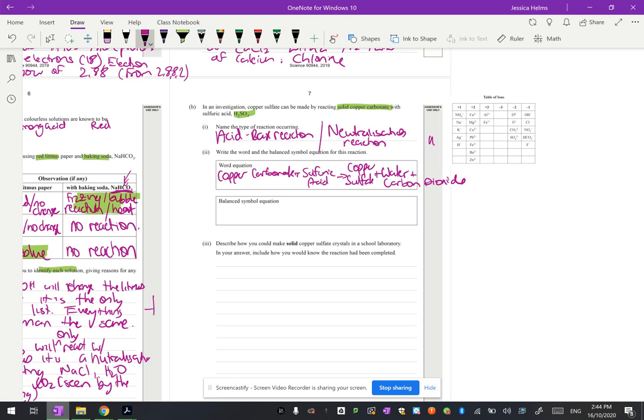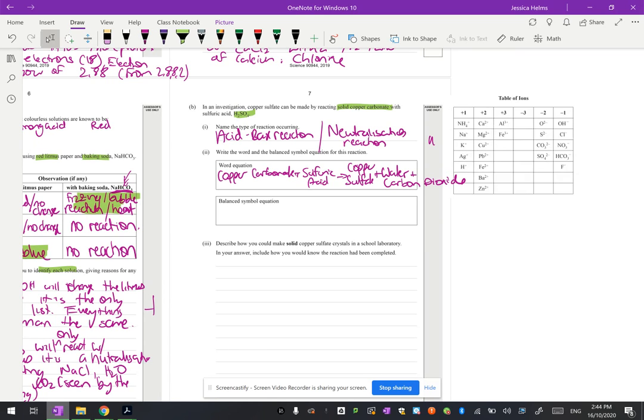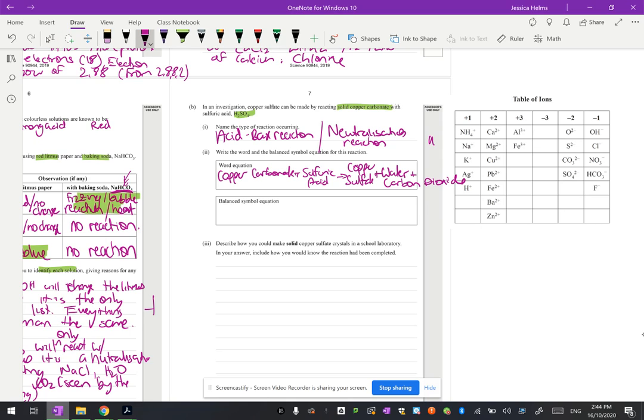Okay, so what does this look like? Copper carbonate, first of all. Okay, so we're going to use this table of ions down here. Let's make it a bit bigger. So we've got copper and carbonate. They both have 2 electrons that they want to gain and give, so that's going to balance it out. So it's going to be CuCO3 plus sulfuric acid, H2SO4, and that's going to make copper sulfate. So copper and sulfate is down here. Again, they're sharing, so CuSO4 plus H2O plus CO2.